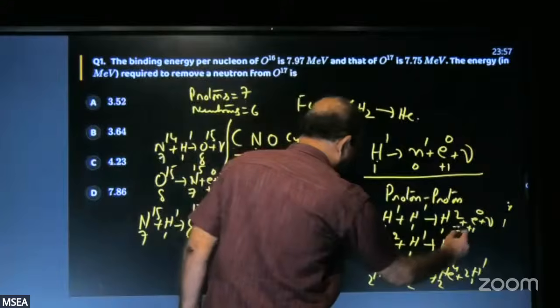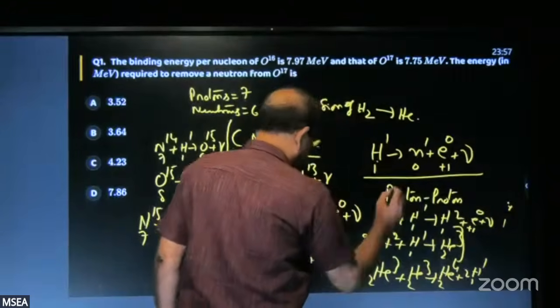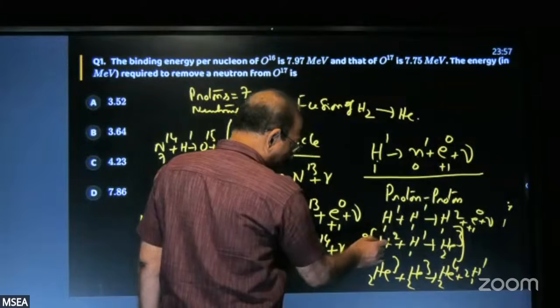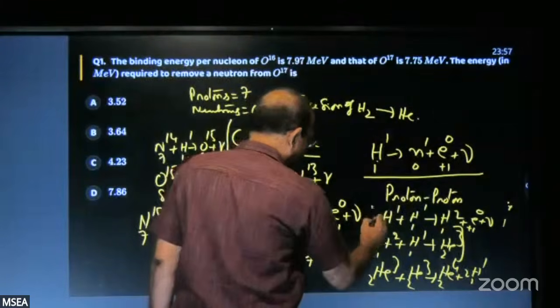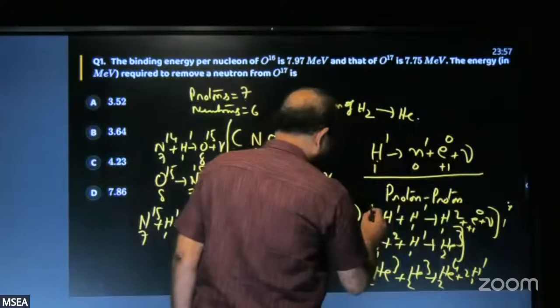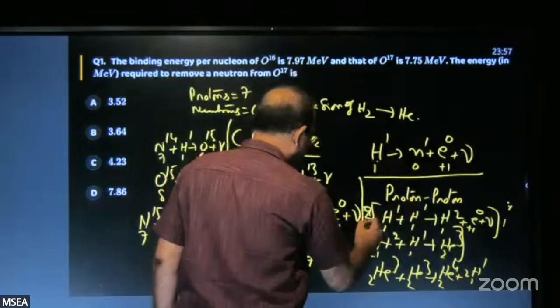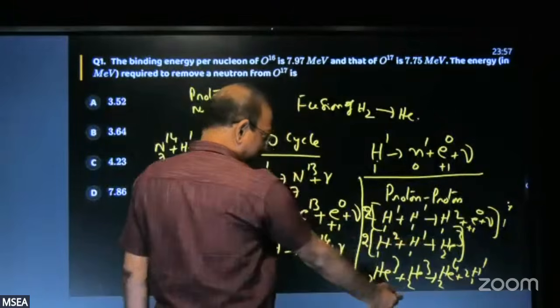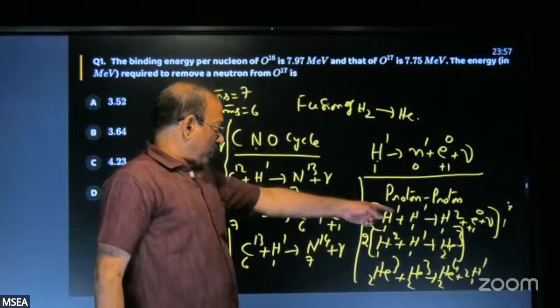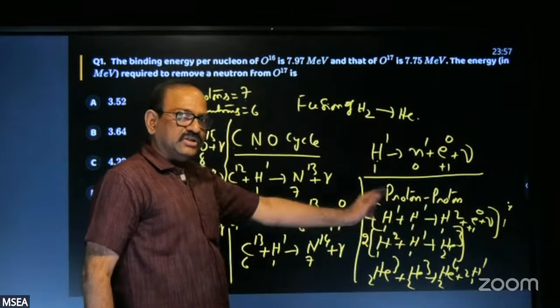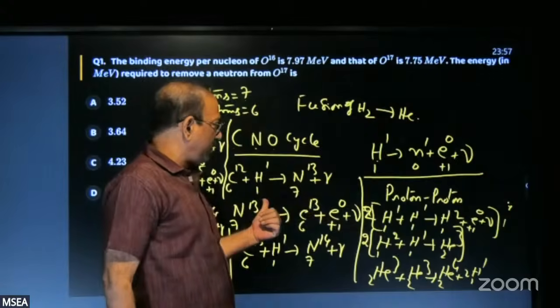Means the second reaction should take place 2 times in the cycle. For that, again you need two 1H2 nuclei. So the first one also should take place 2 times. This is the complete proton-proton cycle. This proton-proton cycle takes place at lower temperature than the carbon-nitrogen cycle.